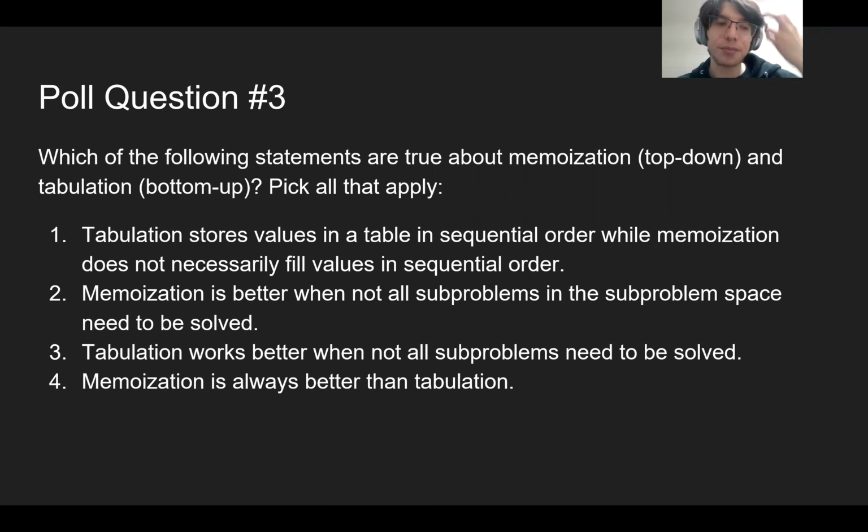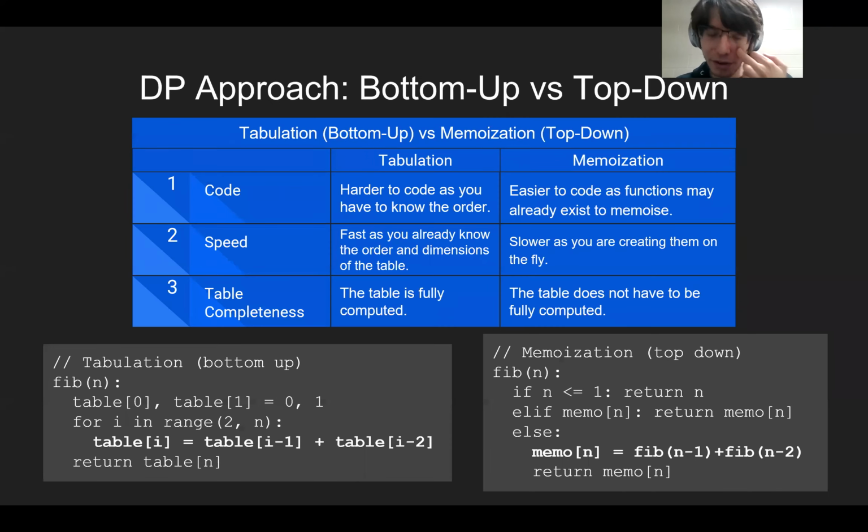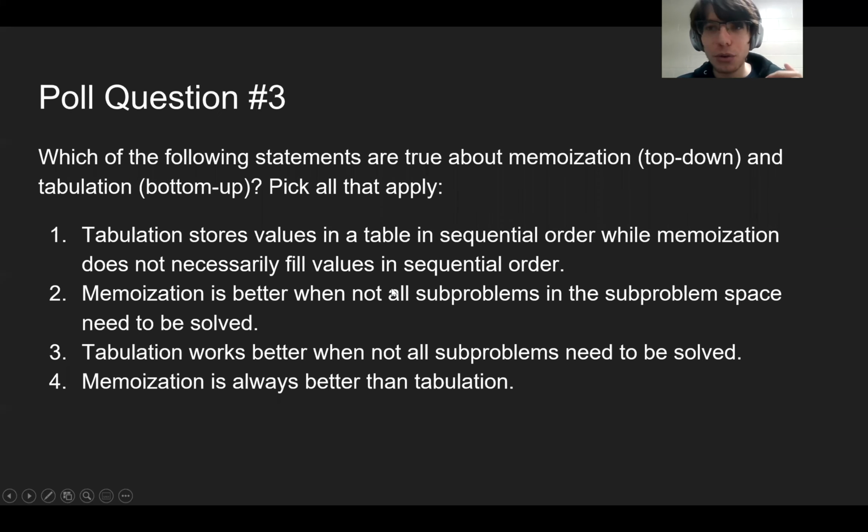Memoization is better when not all subproblems in the subproblem space need to be solved. Is this true? Yes, it is. Like we said before, the table does not have to be fully computed, whereas with tabulation it does. So if we don't have to solve for all the subproblems, then memoization is going to be better, because we're not putting in extra information like in tabulation. So 1 and 2 are both true.